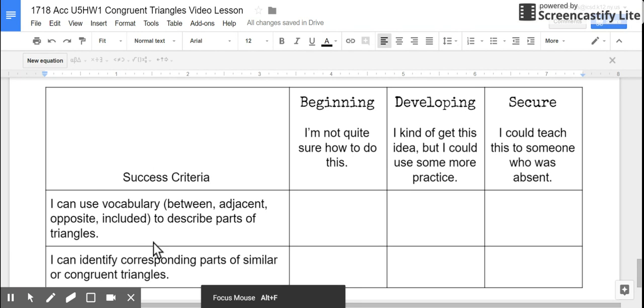Please take a moment right now to complete the success criteria table. Please just place a check mark in the appropriate column for each of your two criteria. I can use vocabulary such as between, adjacent, opposite, and included to describe parts of triangles, and I can identify corresponding parts of similar or congruent triangles.